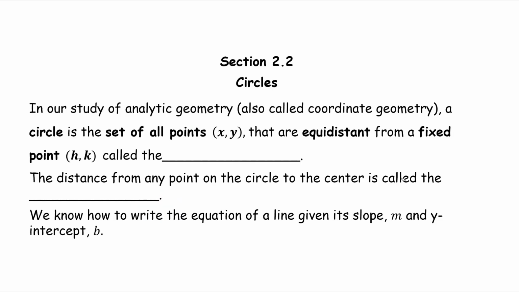In our study of analytic geometry, also called coordinate geometry, a circle is a set of all points x, y that are equidistant from a fixed point h, k called the center. This is the definition, bottom line definition of a circle. The distance from any point on the circle to the center is called the radius.